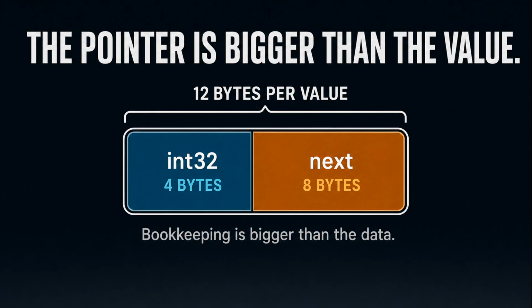There is also a memory cost that is easy to forget. Every linked list node carries at least one pointer next to its value. On a 64-bit machine, that pointer is 8 bytes. If your value is a 4-byte integer, the bookkeeping is twice the size of the data. And that bookkeeping is exactly what causes the cache misses.